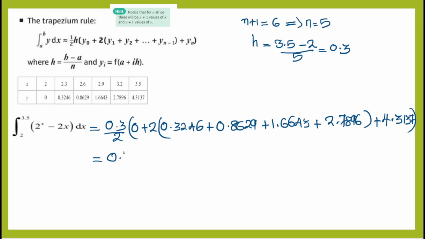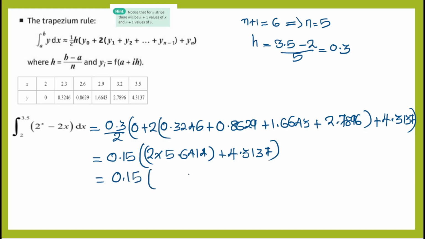Now this equals 0.15 times 2 times 5.6414 plus 4.3137, that equals 0.15 times 15.5965, that equals 2.339, approximately equal to 2.34.